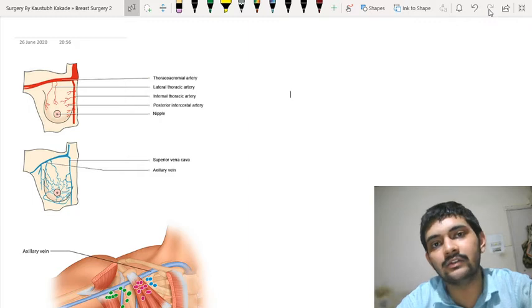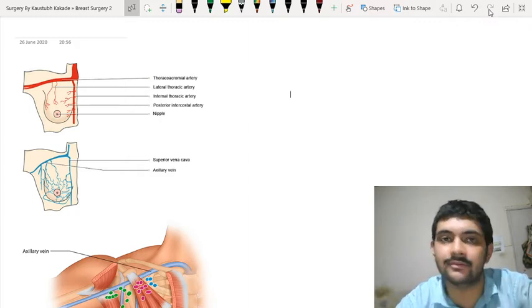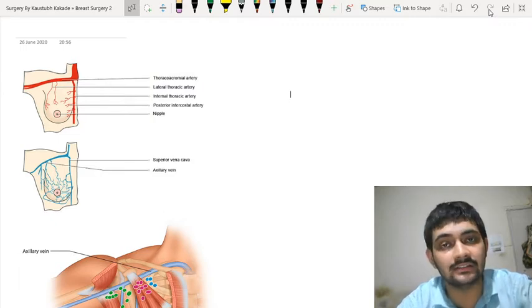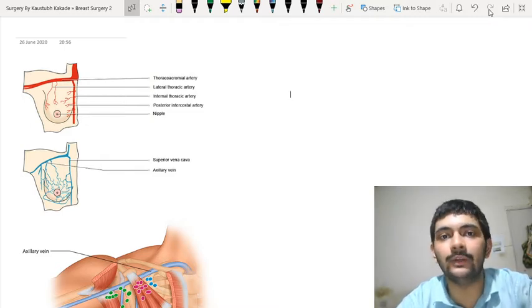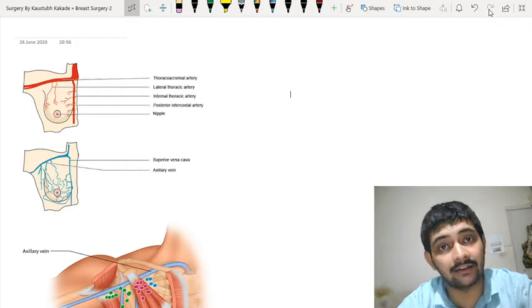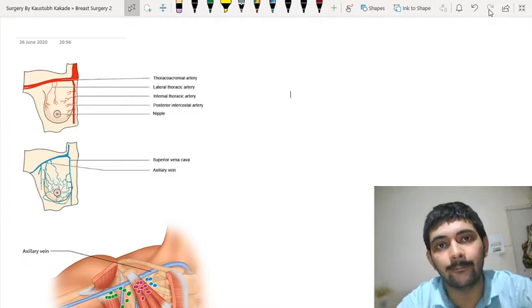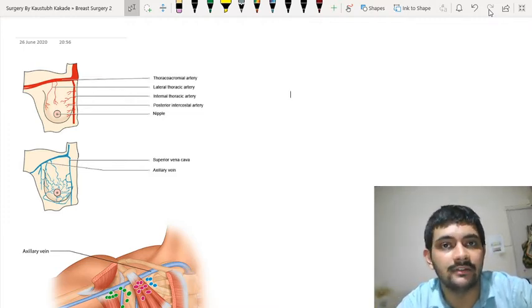I am a final year student and I am discussing surgery with you all, a systemic as well as general approach. In the last video we started with breast surgery, under which I discussed the anatomy of the breast. Last time we covered how the breast looks anatomically, what the components are, and what would happen if there are disturbances.